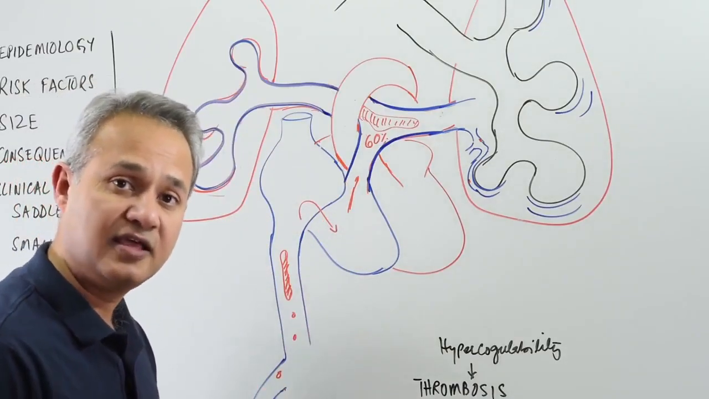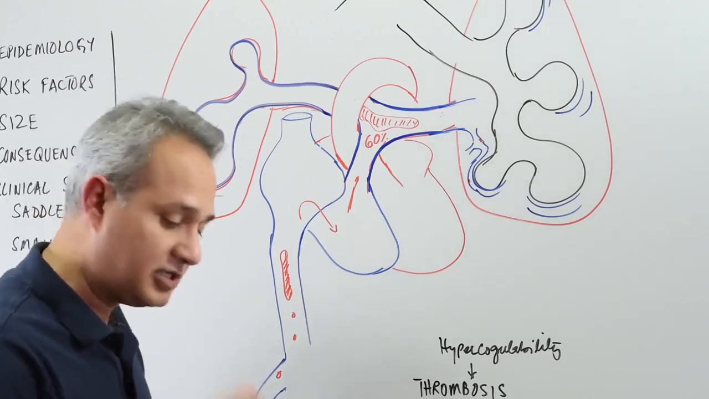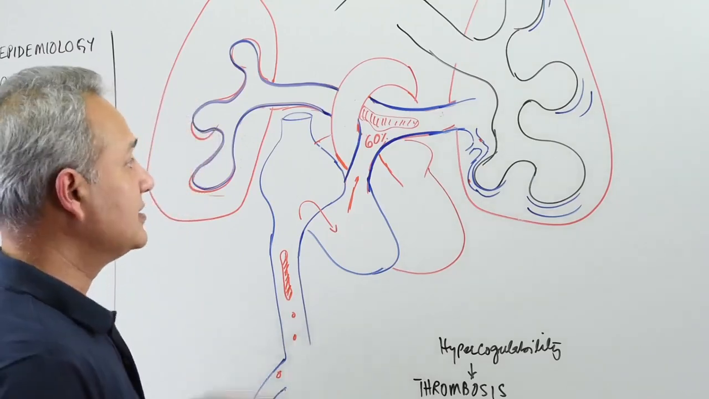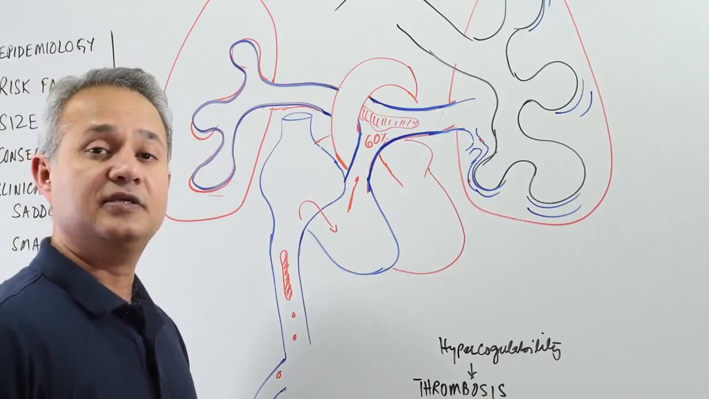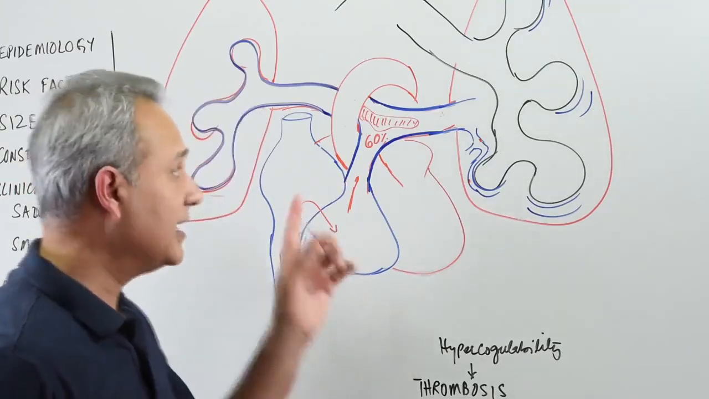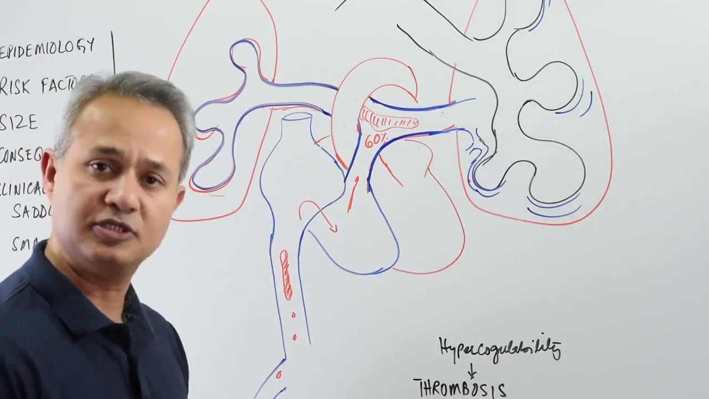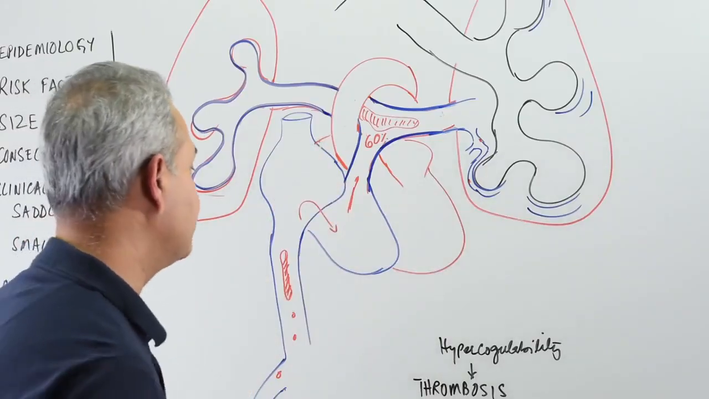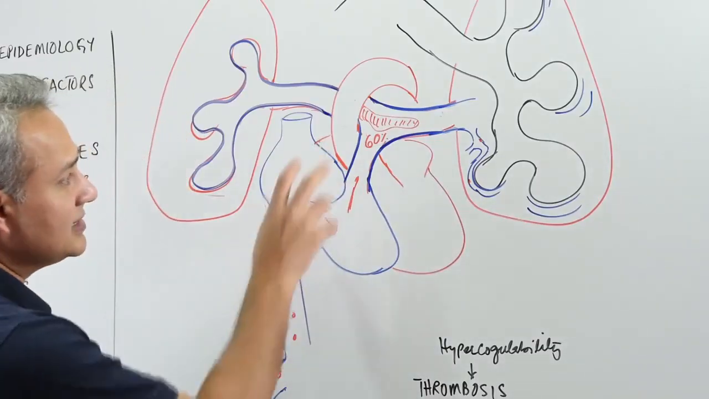Literally sudden death. The patient won't even say that they have a problem, they just fall and die. Such patients may not even be found to have had a pulmonary embolism until an autopsy is performed and they are looking specifically for this. So that is this saddle embolism.